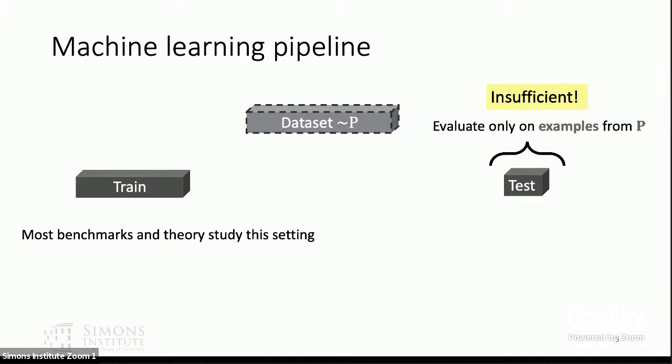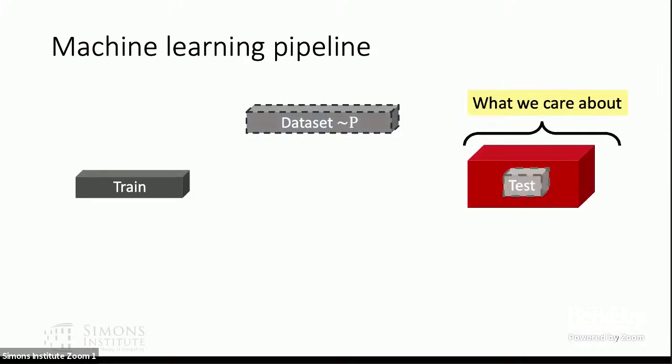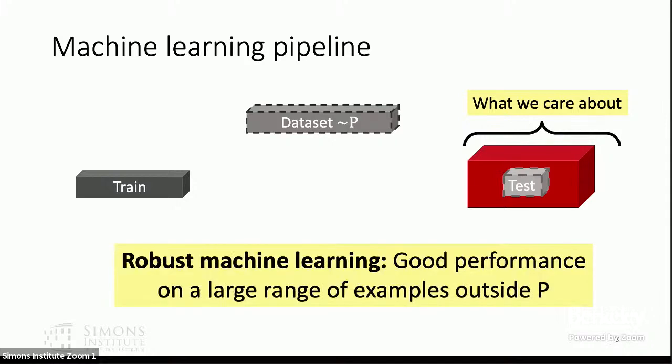But if you look at performance in the real world, this is clearly insufficient, because what we really should be caring about is this wide range of examples that the model could encounter when it's deployed. For example, pedestrians who could be jaywalking. And so very broadly, robust machine learning tries to deal with the question of how do we get good performance on a wide range of examples, even if a model is only trained on a particular distribution P. Especially, we think about good performance outside this training distribution.